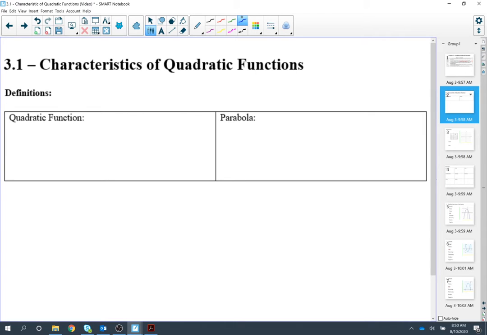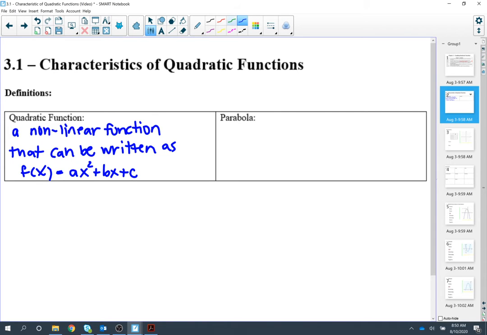So a quadratic function is a non-linear function that can be written as f of x equals ax squared plus bx plus c. Okay, now in that, this is called standard form.